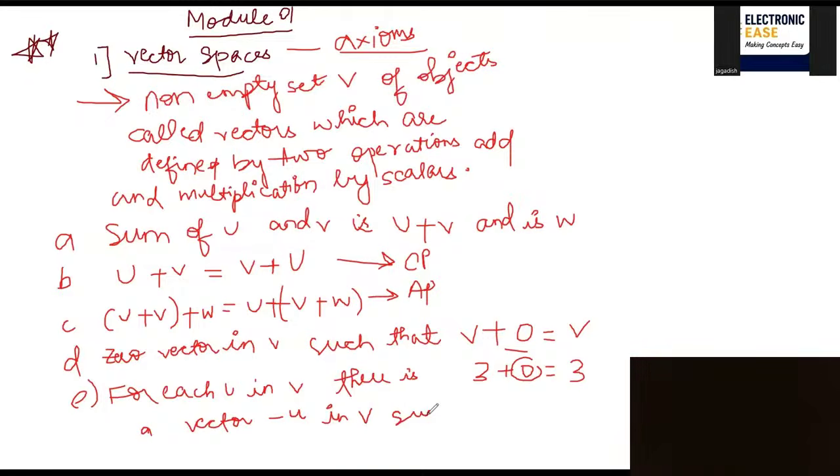Minus u in v such that, u plus minus v is equivalent to 0. So these are the properties, the axioms for vector spaces. Understood, students? Have you written down, Vaishnavi? Very important question for 5 marks. 5 marks they will be asking.